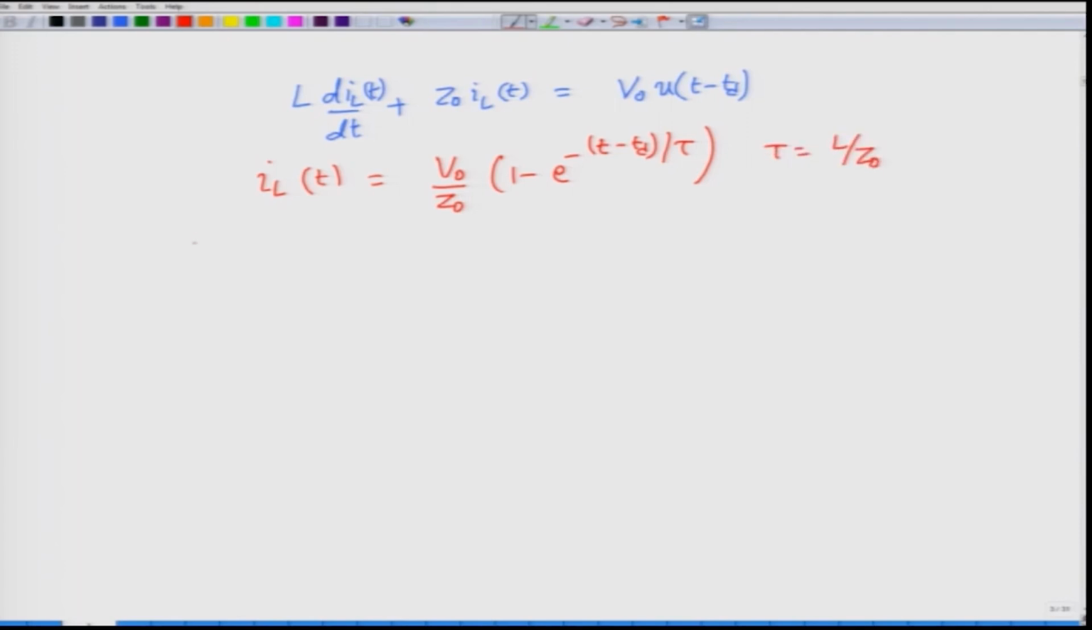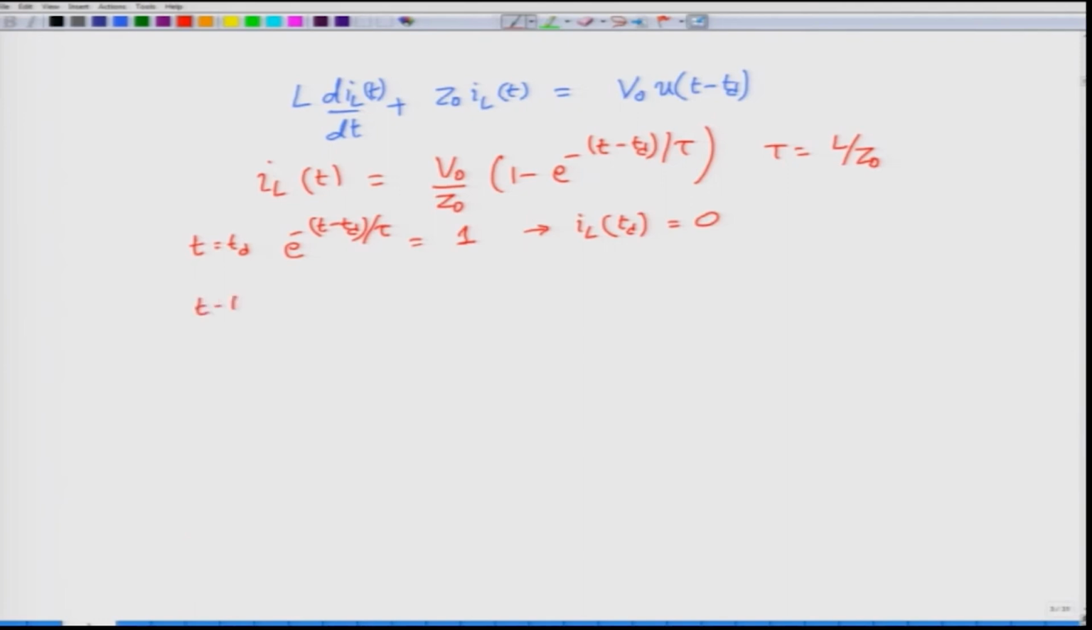Let us evaluate. At t equal to Td, e to the power minus (t minus Td) divided by tau will be equal to 1, because at t equal to Td, e to the power 0 is equal to 1, and therefore IL just when the step is arriving will be equal to 0. This clearly is the condition that we want because we had not charged the inductor before.